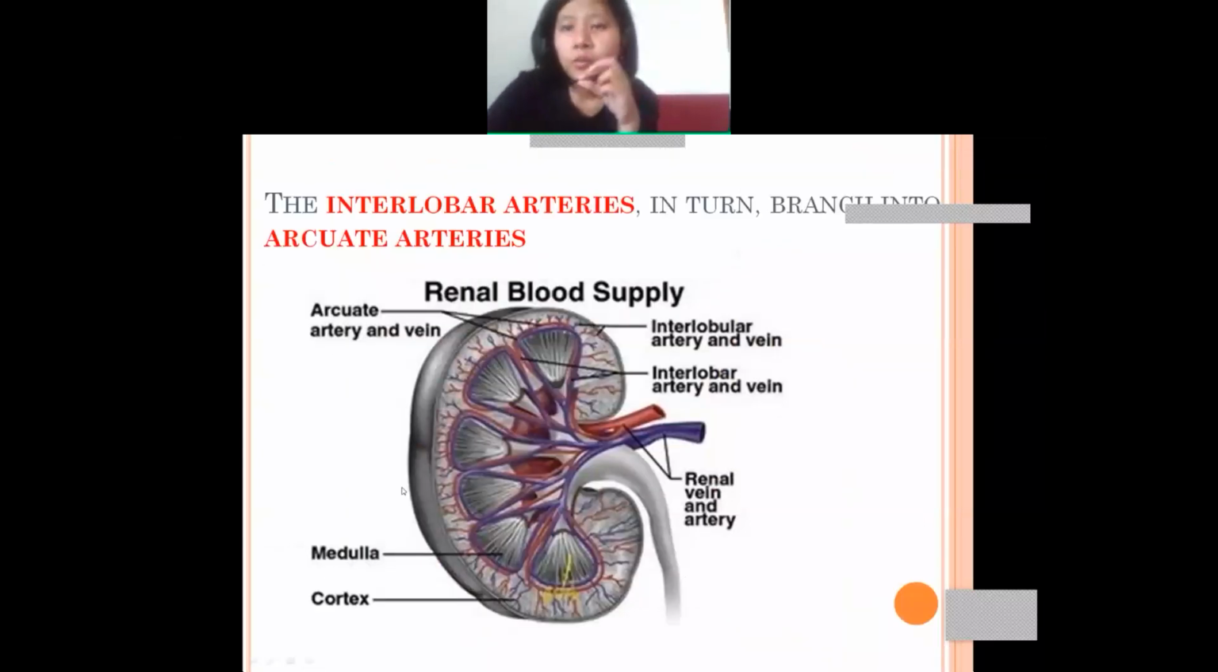Okay, so we have discussed the interlobar arteries, right? So this is the interlobar artery. After that, it is divided into arcuate arteries. So all these are the arcuate arteries. Understand? It means that after the cortex, it will come towards the arcuate arteries, which you will find in the kidney.